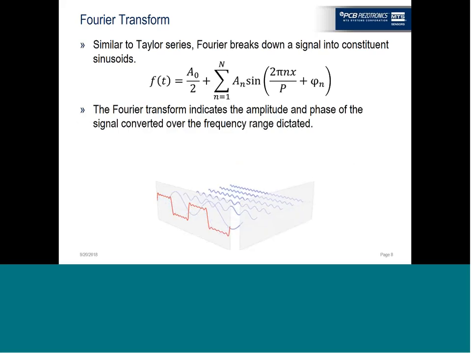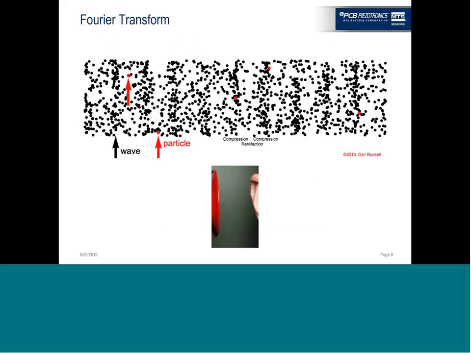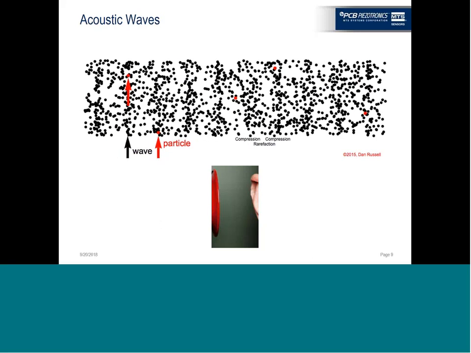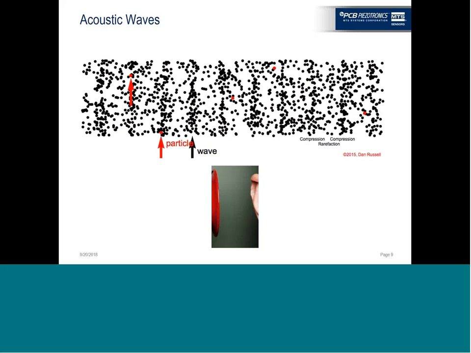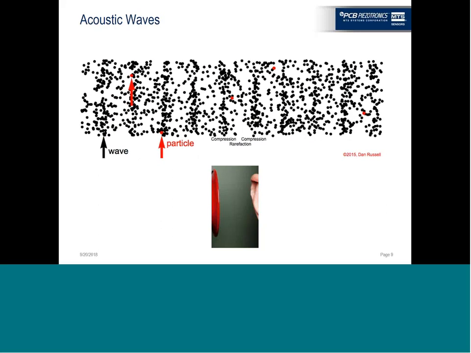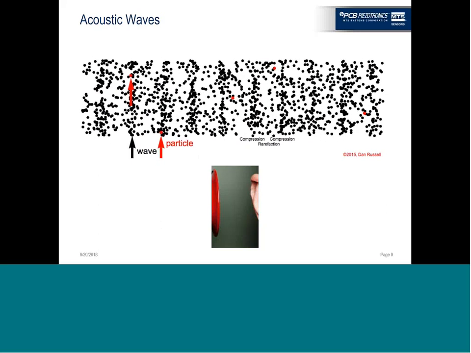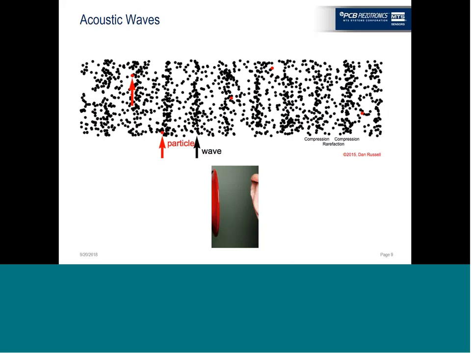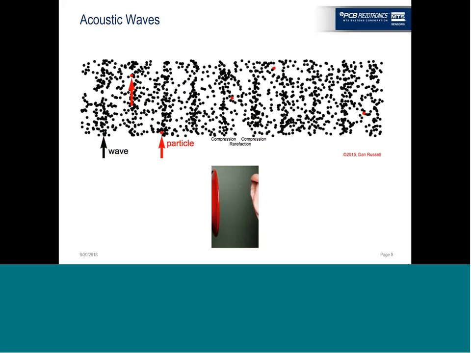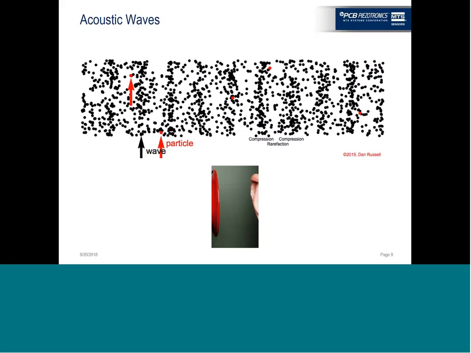So how does this apply to acoustic waves? Well, acoustic waves at the end of the day are sinusoidal. Most of the time what we're dealing with, we're looking at sinusoids. Whether it's music, whether it's various phenomena from machinery. Rotating machinery is generally sinusoidal in nature.